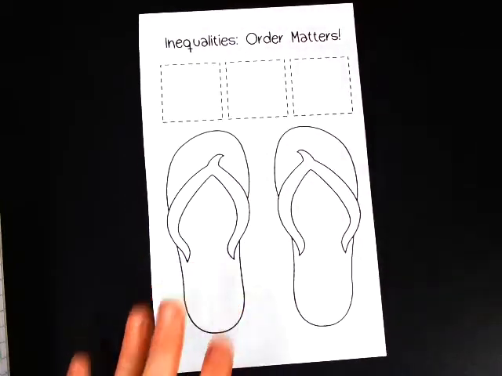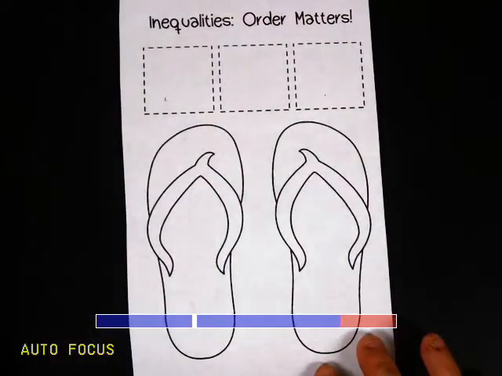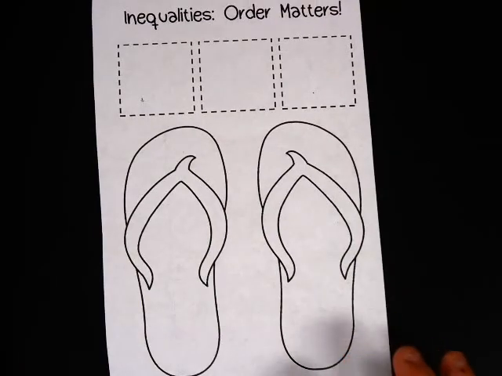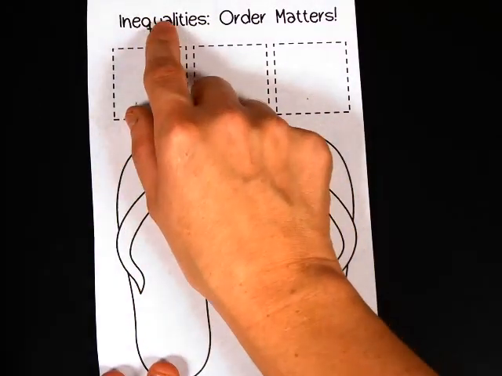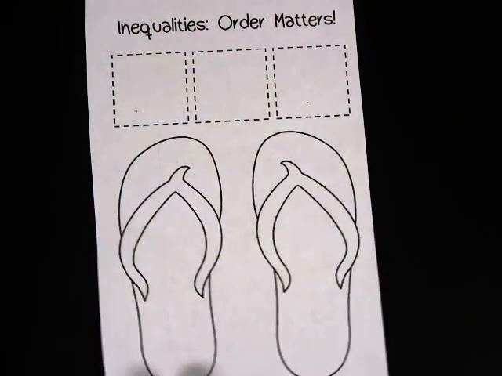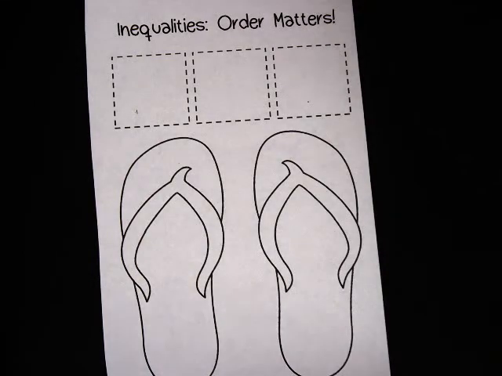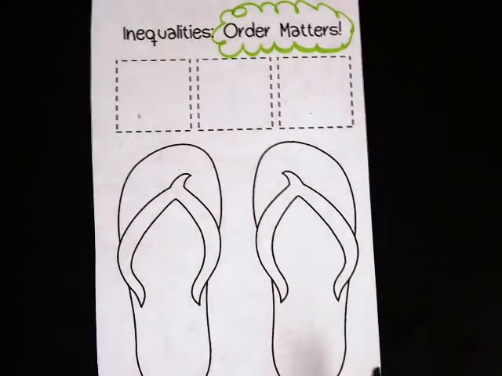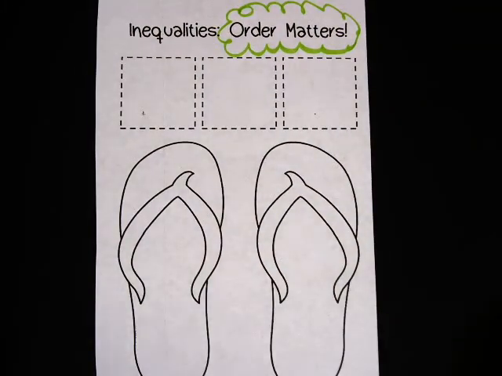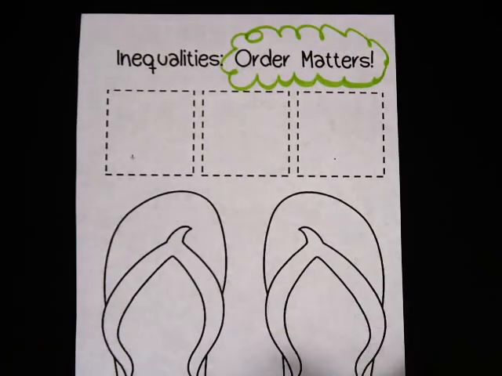Okay, we're going to start with the flip-flop page. It's got a little less writing, it has the flip-flops as a good visual, and it says inequalities: order matters. So if you have a pencil or a pen, I want you to get that because I want you to in some way make that important. Order matters is a very big deal. I've said this many times before, but the order of our equations really does change the way we solve things if we don't pay attention to order.